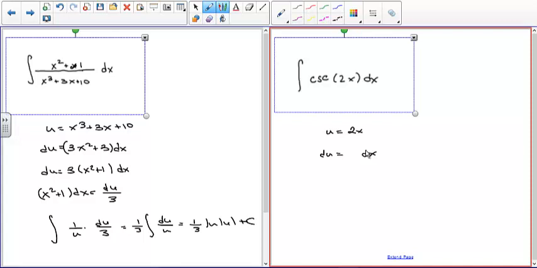I'm not sure if the minus sign's there. I didn't bring my paper. What is it? It's the negative. Okay. Yeah.